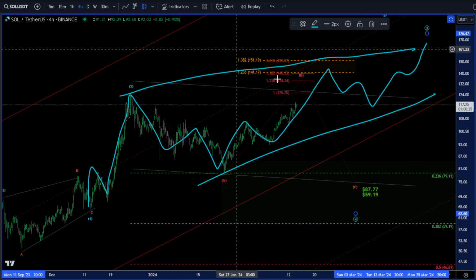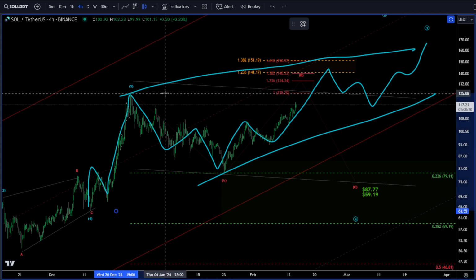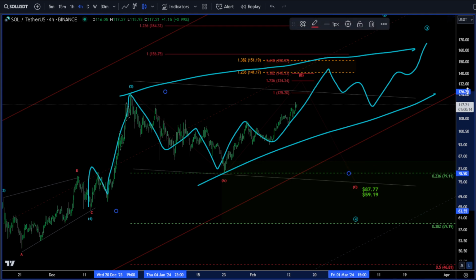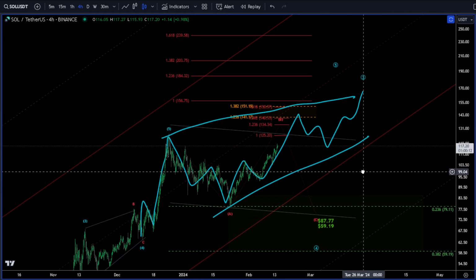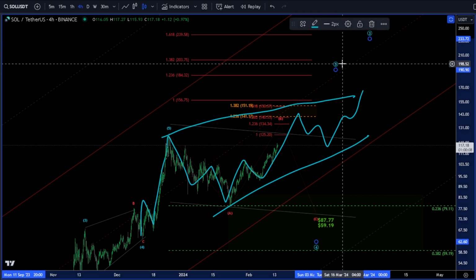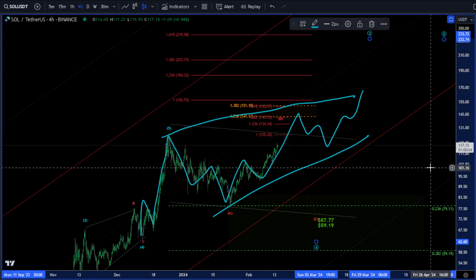Now for those extensions, we'd be pulling from our high to our low. That's our wave 1 of the 5th of the 3rd. We'd be looking for the 1.236, 1.382 and the 1.618. So you can see it can actually come pretty high if this is actually what's happening.